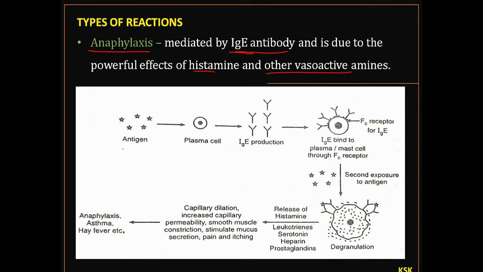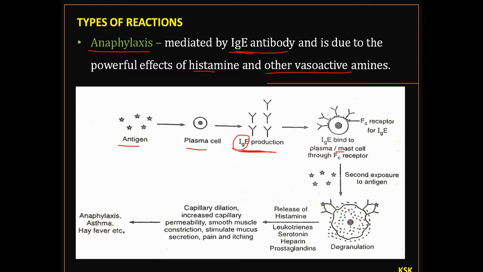You can see here. See, these are the antigens, and this is the plasma cell. Whenever an antigen enters the host, the antigen stimulates the plasma cells to produce immunoglobulin E, IgE. What is IgE? IgE are antibodies. IgE antibodies are produced. And these IgE antibodies that were produced bind to the mast cells, or as we discussed, the mast cells or the basophil cells.